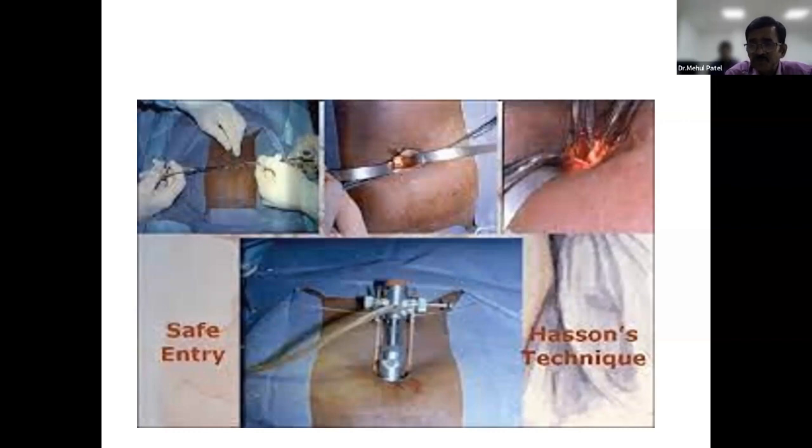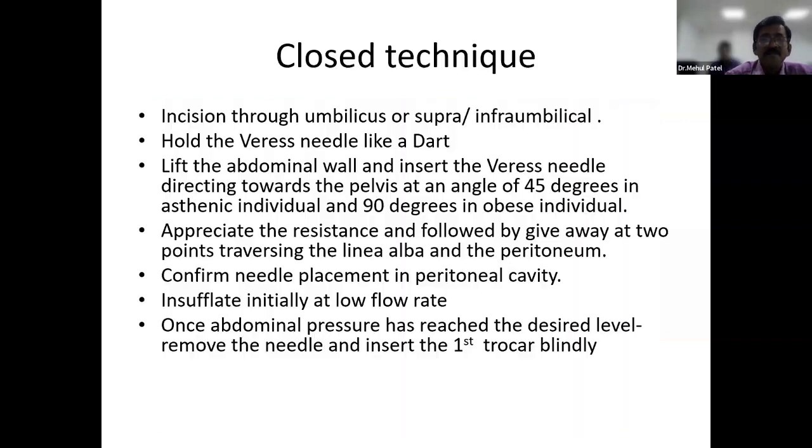dissect the subcutaneous tissue, expose the junction between the umbilical fold and the linea alba, make an incision, and then create an opening either by your finger dissection or by hemostat and pass a round cannula. So what is the closed technique?